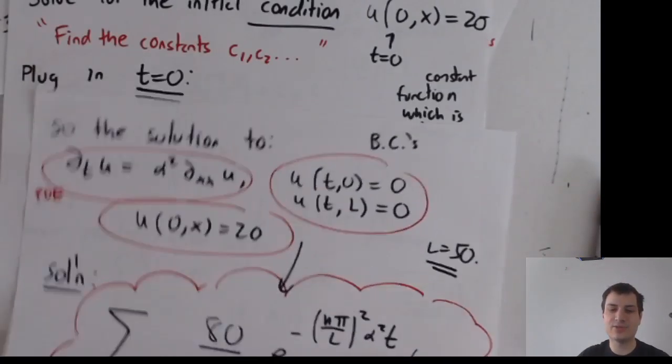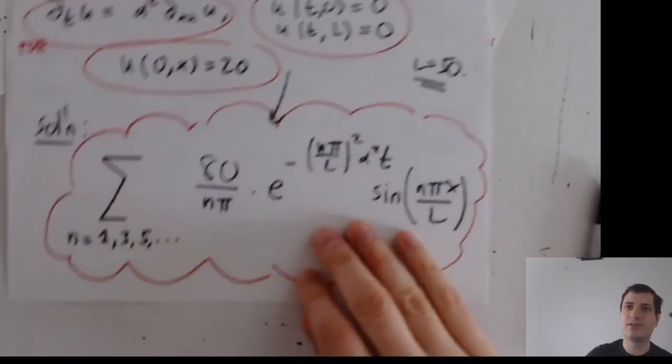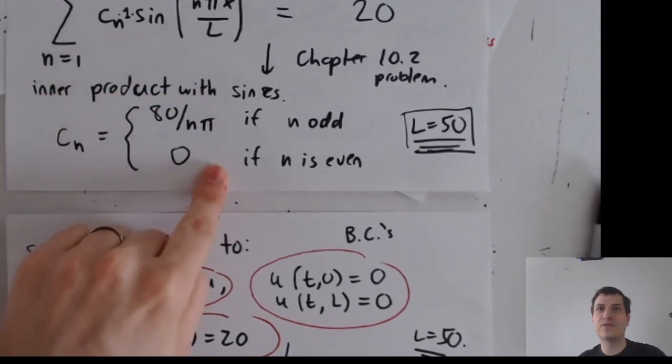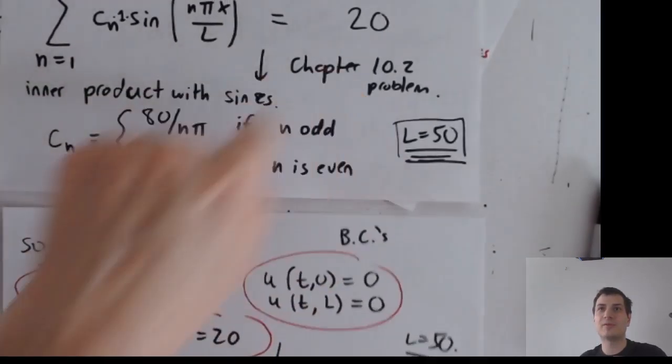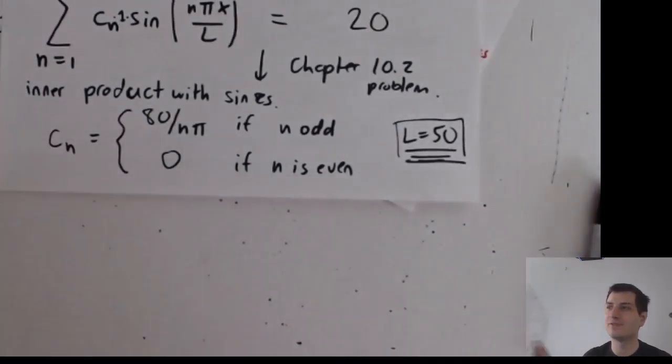Why is it only odd terms again? It's because when you calculate the Cn's, it's 0 when n is even. So that is example 1 in the textbook. I skipped the details of how you get the coefficients, but that is a chapter 10.2 problem. It just involves doing some integrals. So it has to do with the integral of the sine function.